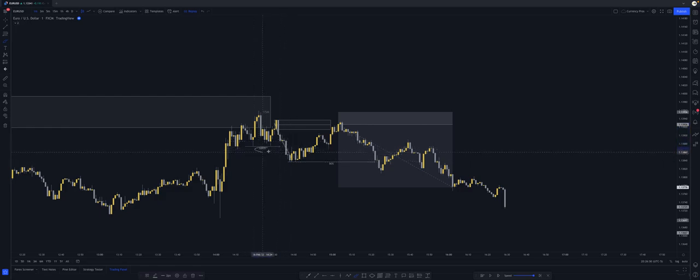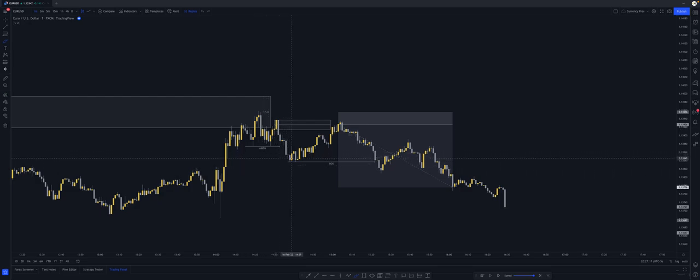Well, I labeled it a minor break of structure. Some might call this a CHoCH, change of character. I choose not to use that term for many different reasons. I'm not going to get into that, but it's basically the same thing as a minor break of structure. I just like to simplify things, so I only use break of structure and minor break of structure. To be quite honest, if I wasn't teaching, I probably wouldn't even put these on my chart. I like very clean charts. I don't need to annotate things, but I do for educational purposes.